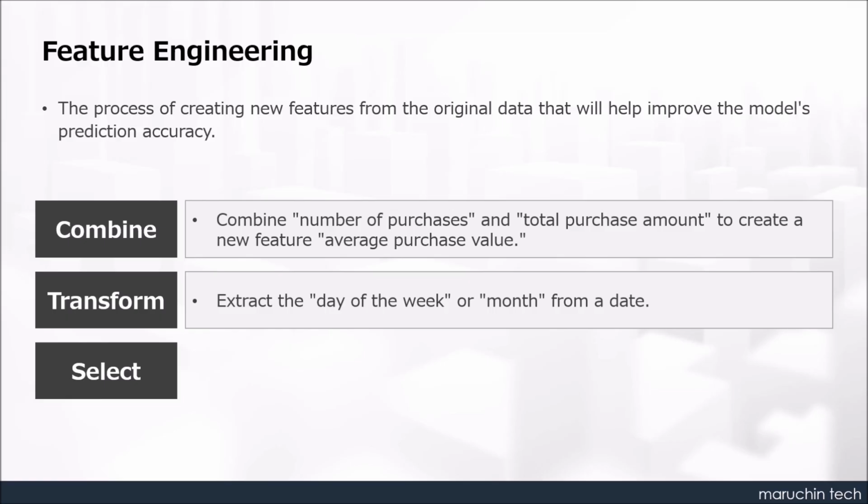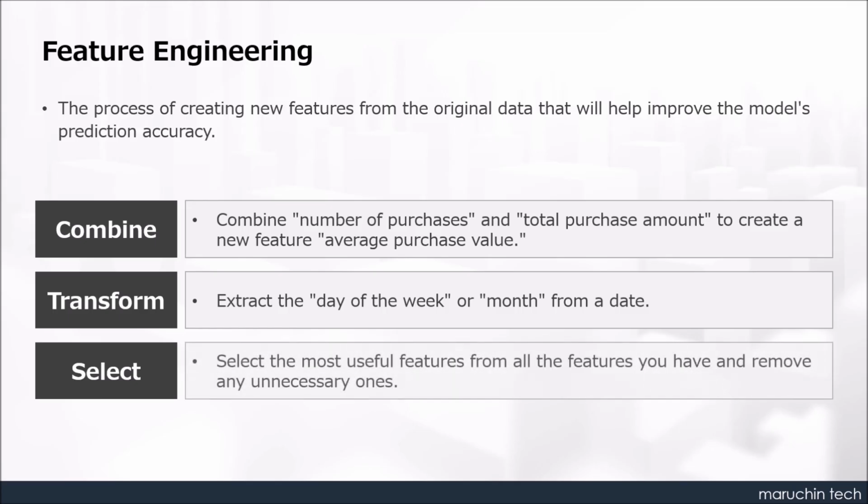For example, we can extract the day of the week from a date, or bring continuous numbers into categories like low, medium, and high. We also select the most useful features and remove unnecessary ones. This improves the model's training efficiency and helps prevent overfitting, which means the model fits too closely to the training data. After we go through all these steps, the raw data finally becomes learnable.